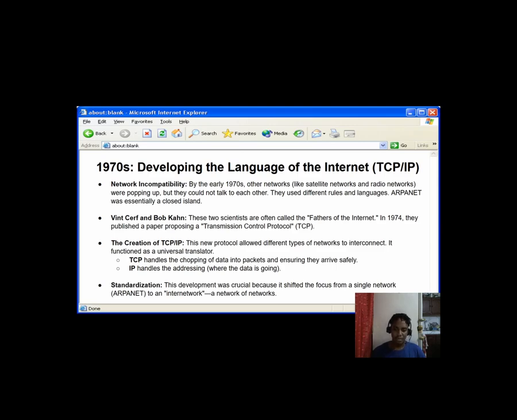This new protocol allows different types of networks to interconnect. It functions as a universal translator. TCP handles the chopping of data into packages and ensuring they arrive safely. IP handles the addressing, where data is going. Standardization. This development was crucial because it switched the focus from a single network, ARPANET, to an internetwork, a network of networks.